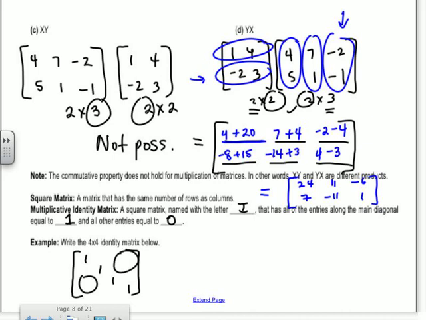Everything else is 0. Now some people get real lazy and just do big zeros like that, but you don't do that until much later in math, so if you see that, that's what that means. Okay, so it looks like that. So 1's down the main diagonal.